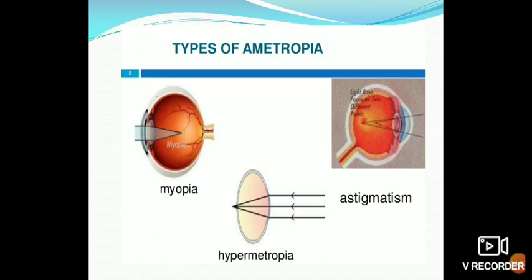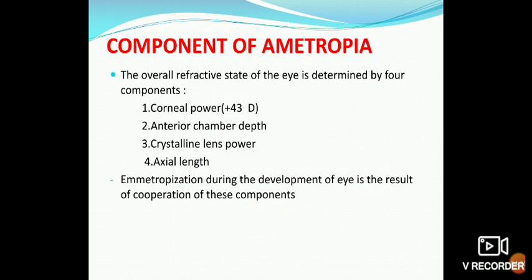This is the picture showing various types of refractive error or ametropia. First, we can see myopia, in which light rays are focused in front of the retina. In hypermetropia, light rays are focused behind the retina. In astigmatism, there is no point focus. In one meridian, they are focused at one point. In the other meridian, they are focused at another point. So there is no point focus. Okay.